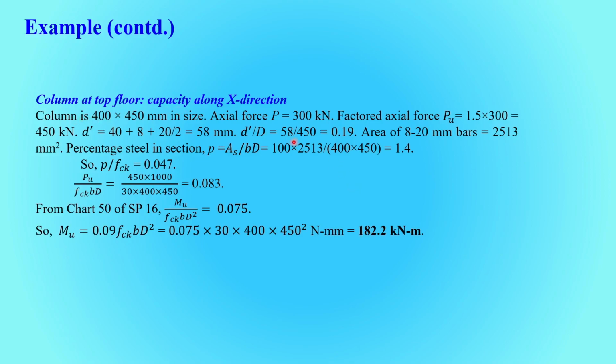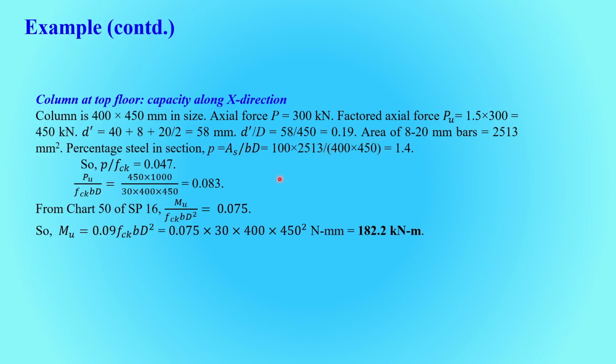X directional column you can take, column at the top floor and column also at the bottom floor. So there will be two capacities of the columns for each column, x directional, y directional. So there will be 4 capacities of the columns in total because 2 columns and 2 directions.